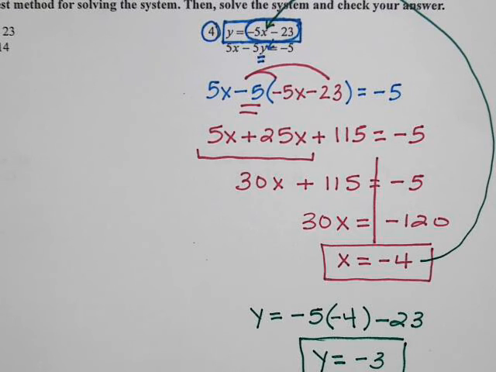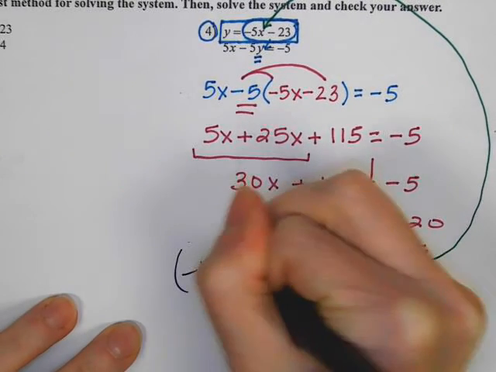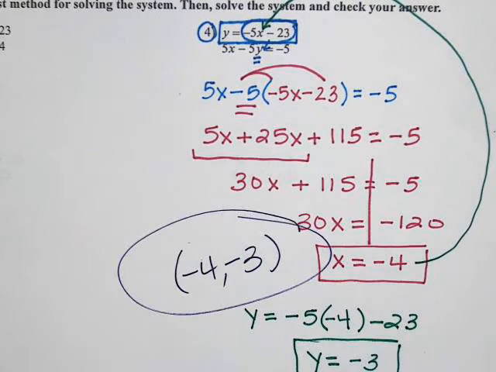So x and y, let's write it as an ordered pair. So final answer is officially -4, -3. And if you want to check, you can always plug it back in. Okay, so that's a review of substitution.